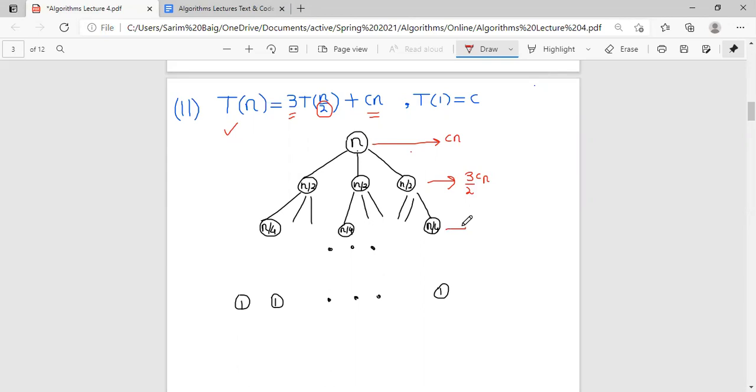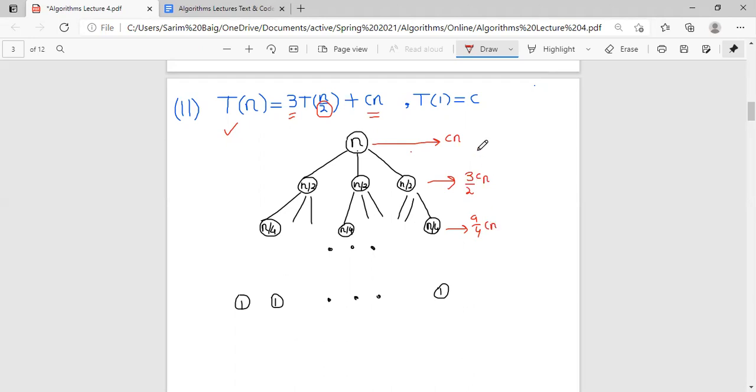Now in the next level, there are how many problems? Well, branching factor 3 here, so there's actually going to be 9 problems, and each of them have size n by 4, and each single problem is going to take time cn by 4. So that means I can just write it concisely like this: 9 by 4, right? And c and n.